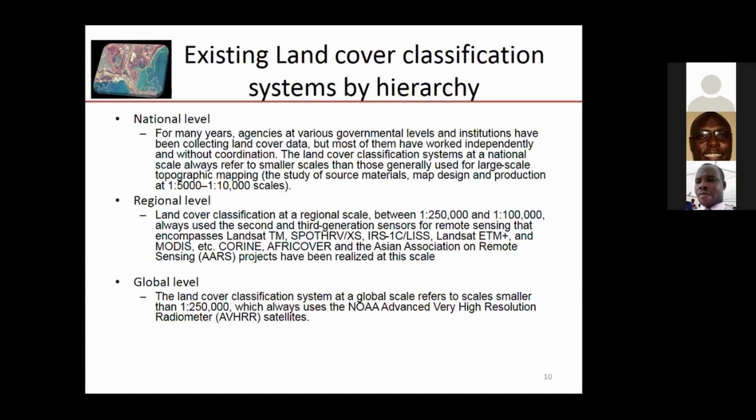Then we have land cover classification schemes that have been created at a regional level, at scales ranging from 250,000 to 100,000. These are typically applied to second and third generation sensor data, for example Landsat. If you have a Landsat image and you want to do your classification, then it's very good to look at these regional level classification schemes.